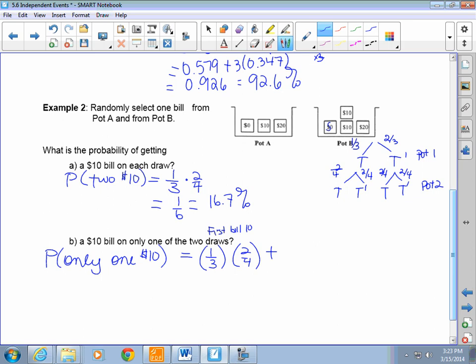Then the other option you have is, okay, I didn't get a 10 in the first bill, but I got a 10 in the second bill. So if I didn't get a 10 in the first bill, the first draw, that means I had a 2/3 chance of not getting a 10, but to get a 10, I had 2 out of 4.